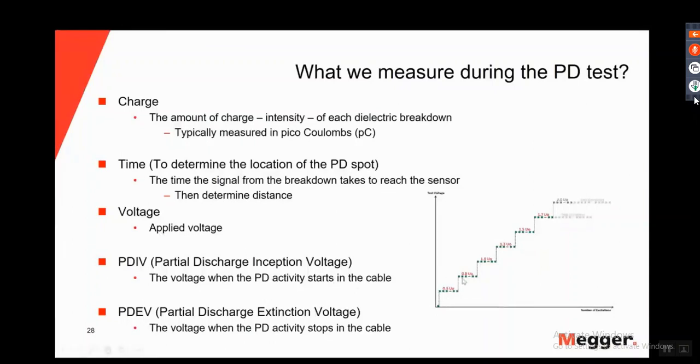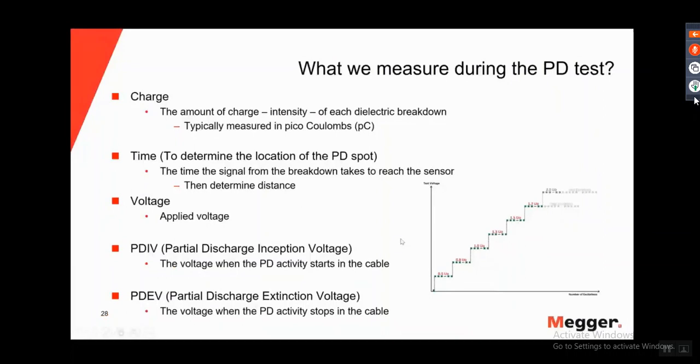The voltage is also very important because there is a dependency of the partial discharge versus the voltage, which means that if we detect PD activity at 0.8 U0 and we increase the voltage to 1 U0, the level of the partial discharge will increase. So that relation is also important. The other two parameters that are very important are the partial discharge inception voltage, which means the voltage when the PD activity starts in the cable, and the partial discharge extinction voltage. That is the voltage when the PD activity stops in my cable. For that reason, we recommend to increase the voltage step by step to find the PD IV and the PD EV.